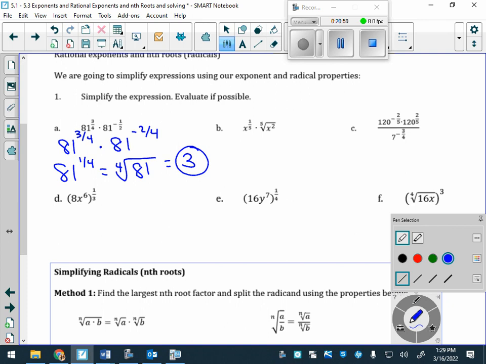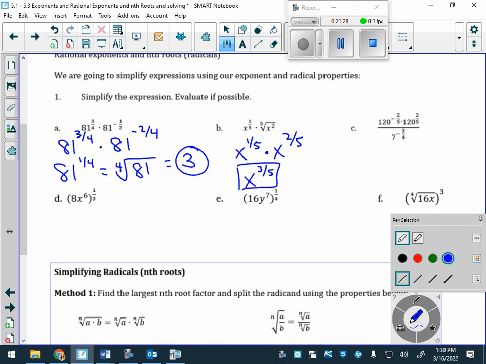Okay. Now if you look at B, you have x to the 1/5. How do I rewrite the 5th root of x squared? What's that? Good. X to the 2/5. Now am I ready to add these guys? Okay. What do I get? Yep. X to the 3/5. Good.